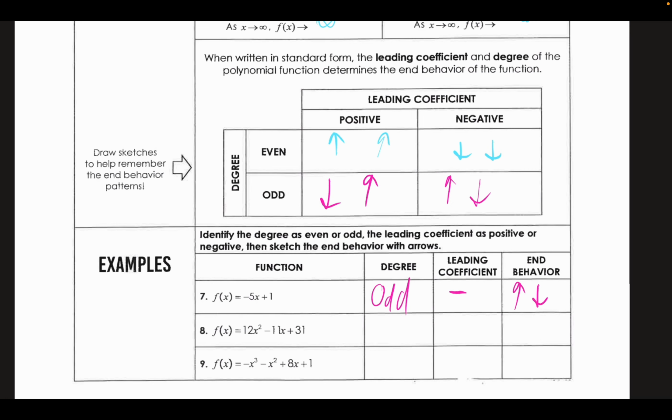On number 8 here, the highest degree is even, power of 2. The leading coefficient is positive 12. And so they both go up, forever left and forever right, both go forever up. On number 9, the highest degree is again odd because it's 3 this time. And the leading coefficient is again negative, so to go forever up on the left, forever down on the right.